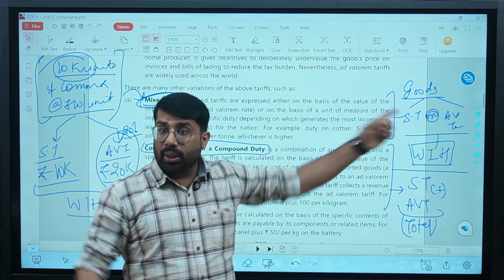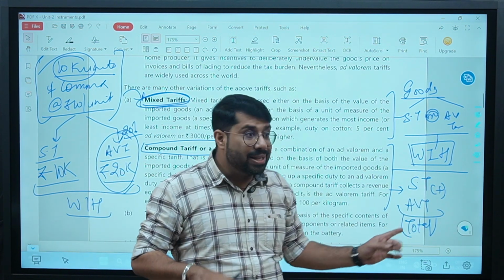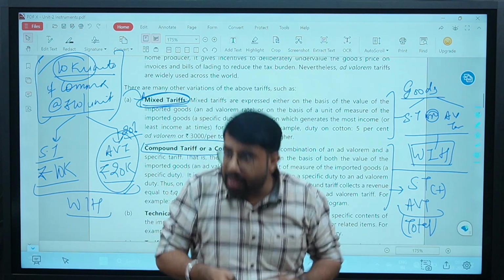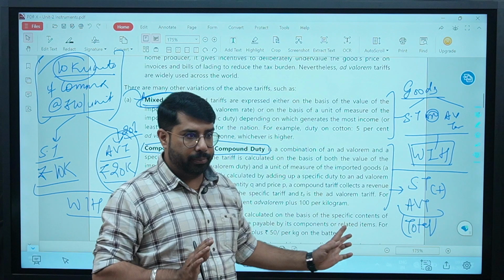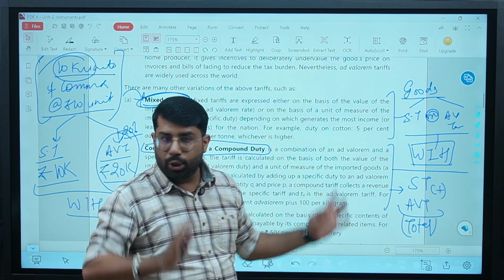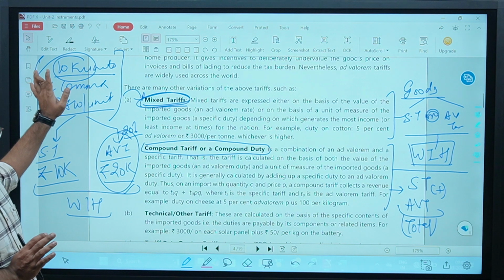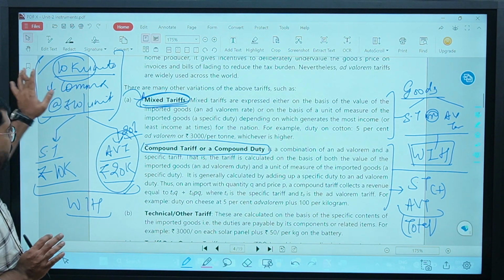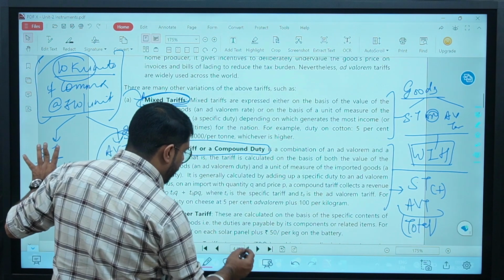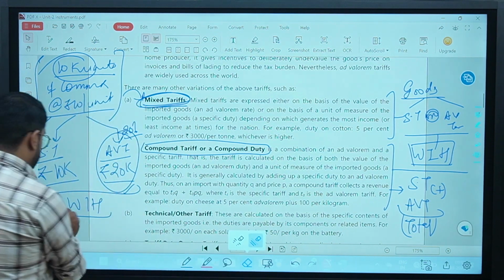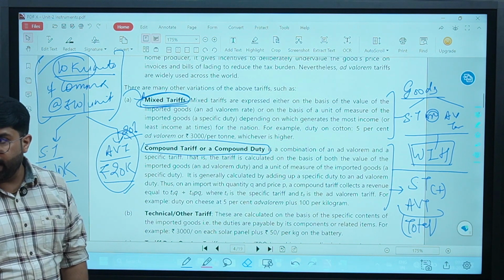In this, it was specific tariff or ad valorem tariff. Here it is specific tariff and ad valorem tariff. This was "or", this is "and". Are we clear? So for example, if we take the example of these goods only, guys, pay attention on the screen, please, everyone. If you take the same example here, in this case, what will happen? This "whichever higher" thing will not be applied, right?